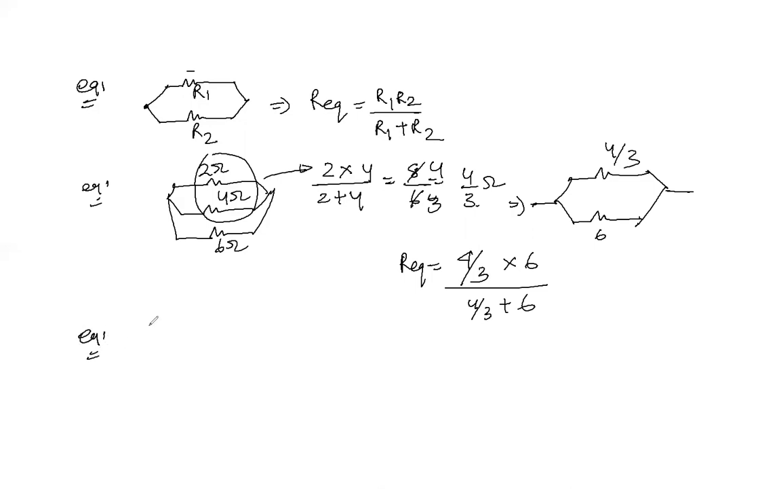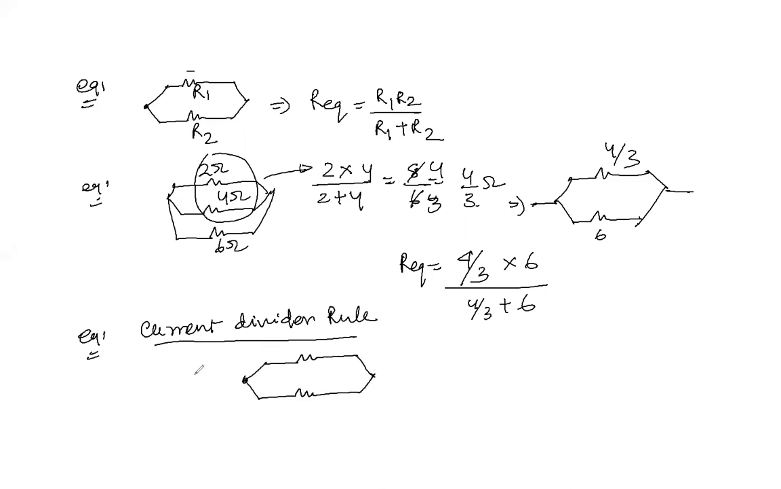Another thing is the current divider rule: how the current gets divided among the resistances when they are connected in parallel with each other. As we know that the potential difference across them is equal, let the current be I, and these are R1 and R2. The current has to be divided in such a way that the potential difference across them is maintained and they must be equal to each other. So we can write I1 R1 must be equal to I2 R2.